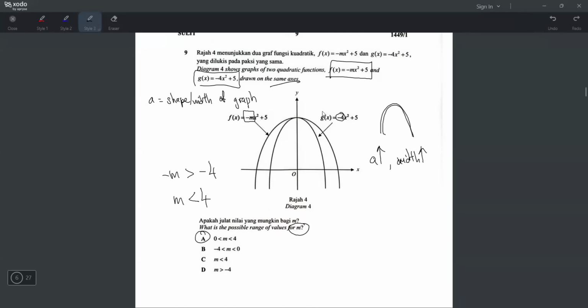It will be a straight line already. And then if it's positive 1, positive 2, positive 3, that is not possible anymore. So that's why A is the correct answer.